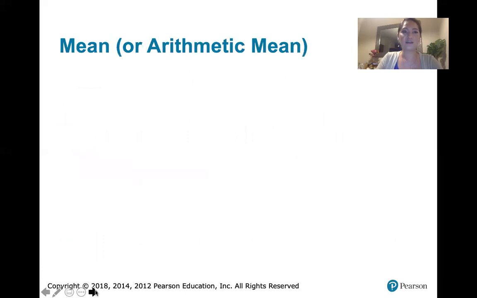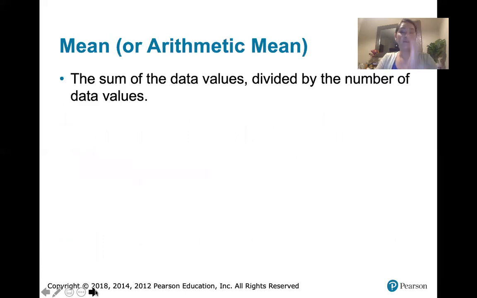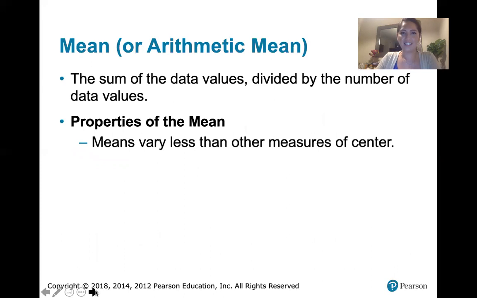So first we're going to talk about the mean, or the arithmetic mean. The mean is the sum of all of the values divided by the number of values in your data set. So here are some properties. Means are nice because they vary less than other measures of center. So if you have a population and you keep drawing, let's say, 20 values from that sample, and then you calculate the mean every single time you draw 20.